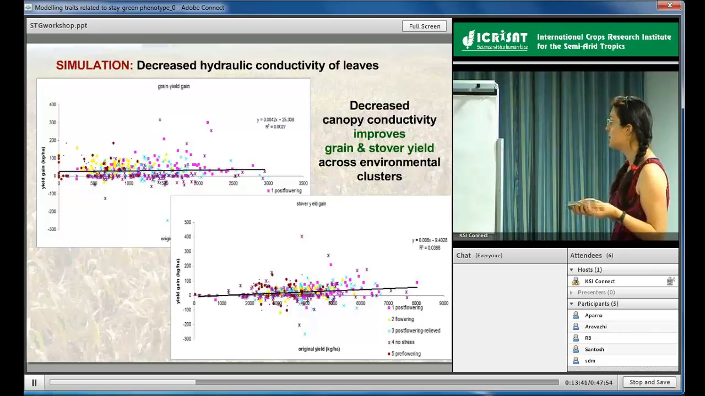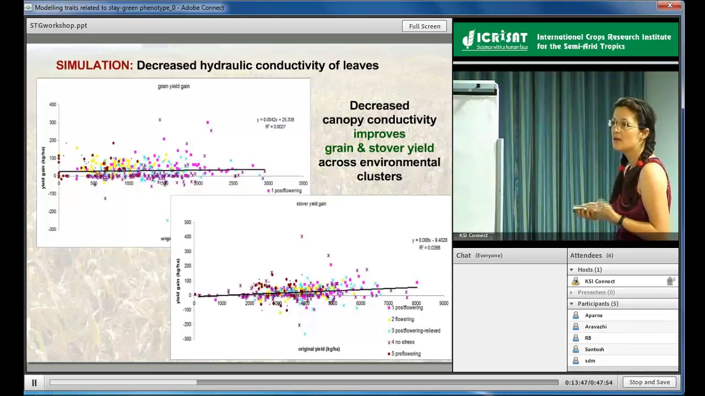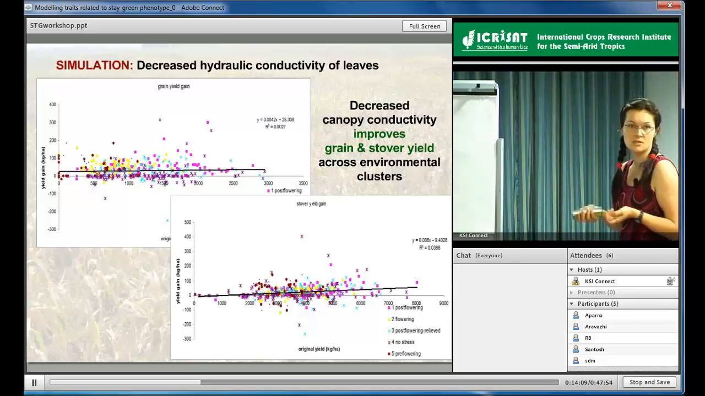And moreover, because in crop production we should not think only in the sense of grain yield, what is also important in sorghum is stover. Therefore, if our improved genotype is to be adopted, we need to produce one which would not sacrifice the stover production. So in this case, you see that this trait of hydraulic limited conductivity actually has a positive effect even on stover accumulation.